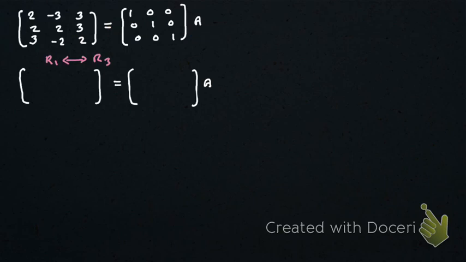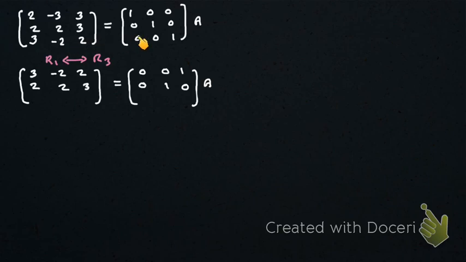Whichever row remains the same, copy that first. So I'm copying my R2 as it is: 2, 2, 3, 0, 1, 0. I copied it. Now I'm going to interchange R1 and R3. So I'll take my R3 from here and put it in the first row's position, and take R1 from there and put it in the third row's position. You are interchanging R1 and R3.